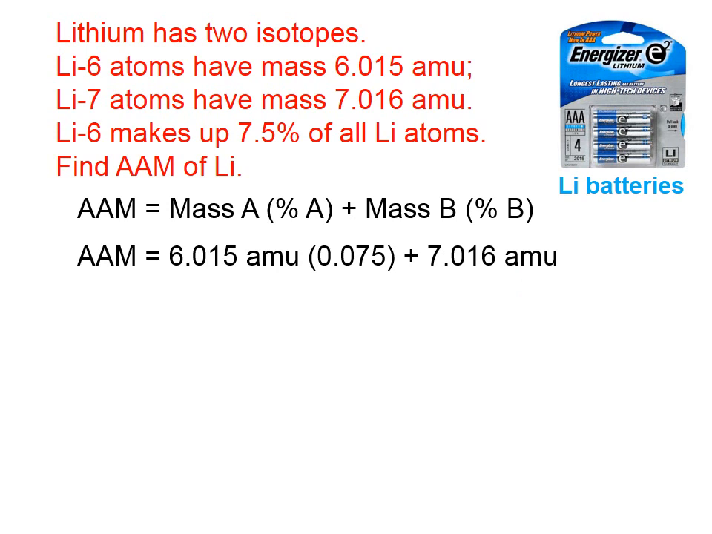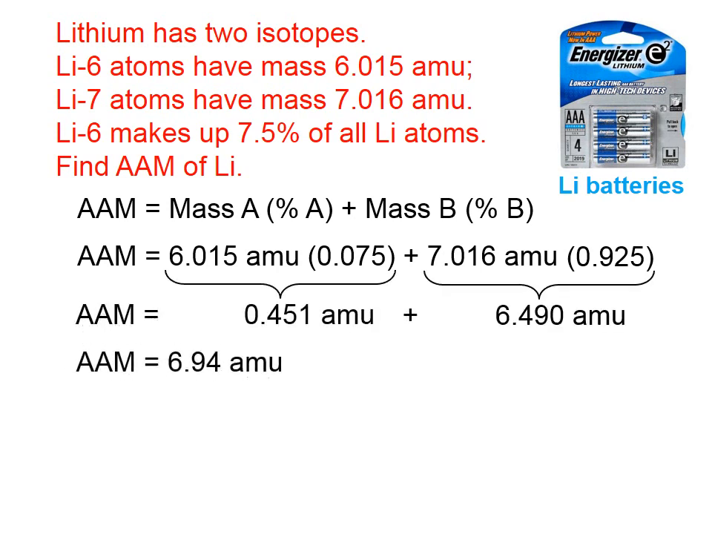We don't know the percent abundance of the other isotope. Actually, we do, because there are only 2 isotopes. If one of them is 7.5%, then the other one must be 92.5%. And now all we're going to do is multiply that out, and multiply that out, and add them. And we get this number, 6.94 AMUs.